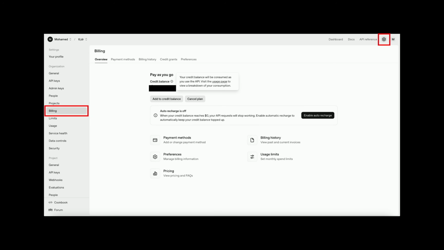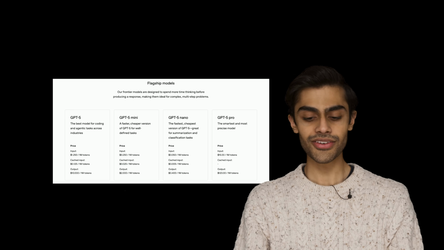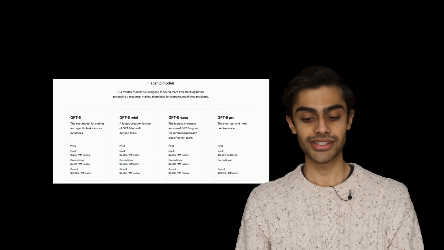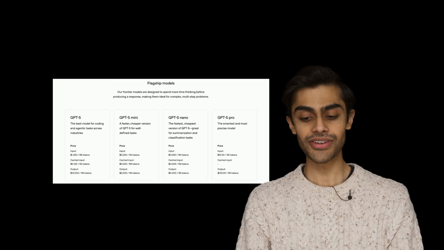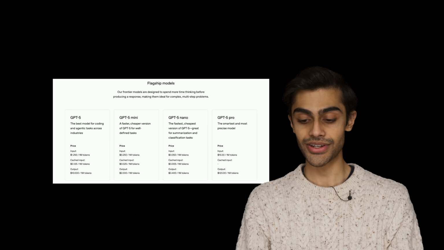Then you can see how much you have in your balance and make a deposit by clicking on the Add to Credit Balance button. You can think of a token as a chunk of text, usually about 3 to 4 characters of English text, or roughly 3/4 of a word on average.